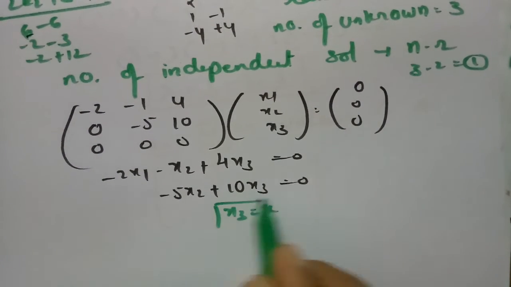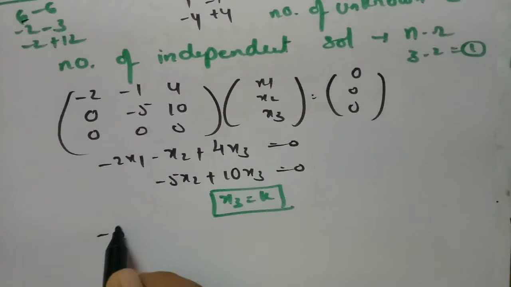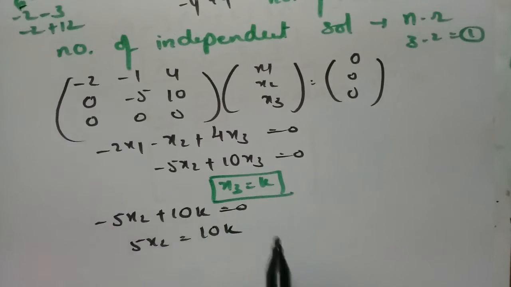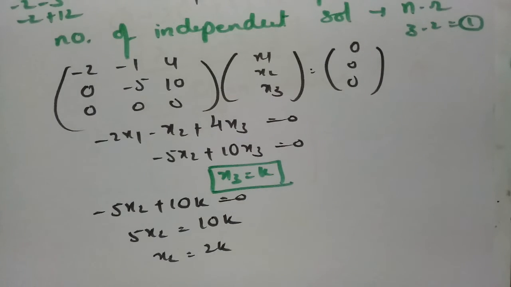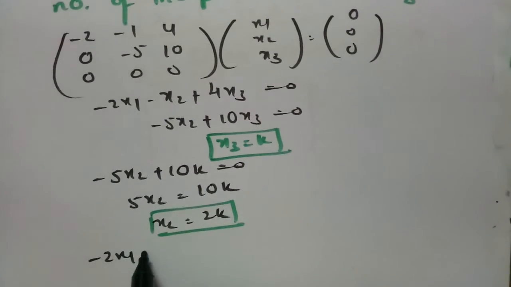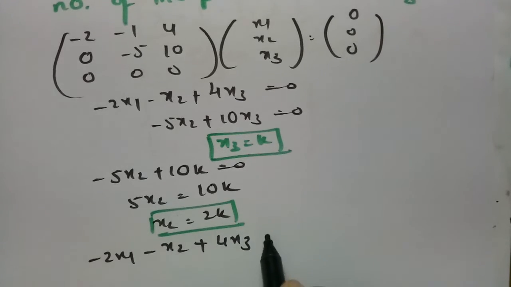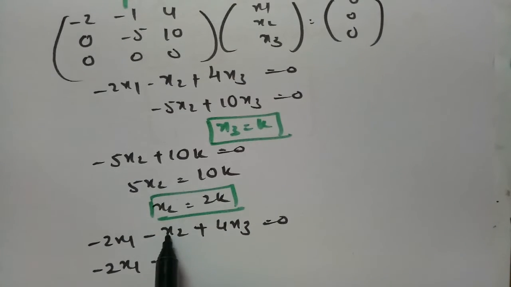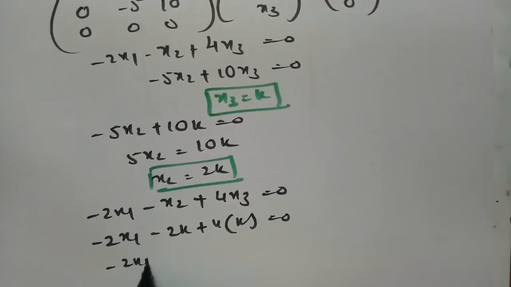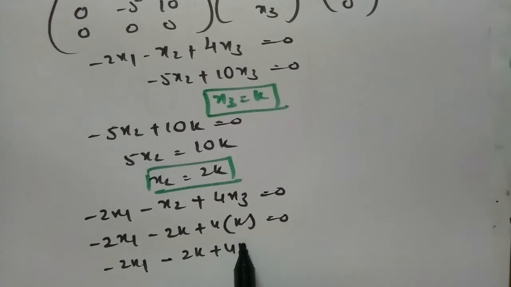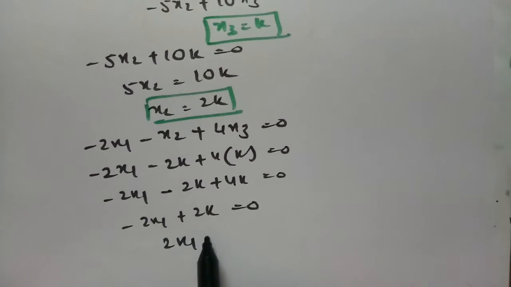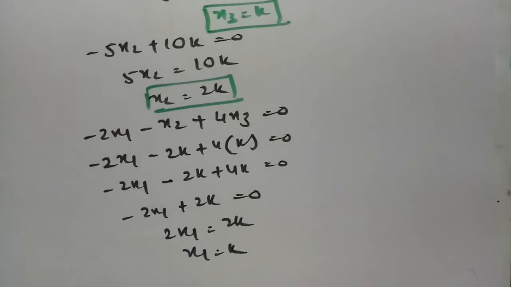Therefore x3 is equal to k. If I take x3 is equal to k, then 5x2 plus 10k is equal to 0. 5x2 is equal to minus 10k, and x2 is equal to minus 2k. And after getting the x2 value, again I have to substitute here. So the equation is 2x1 minus x2 plus 4x3 is equal to 0. This is 2x1 minus 2k plus 4k is equal to 0, so 2x1 plus 2k is equal to 0. 2x1 is equal to 2k, and x1 is equal to k.